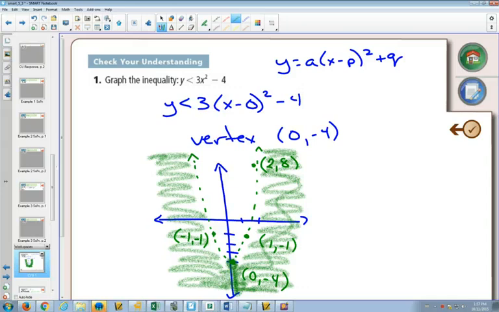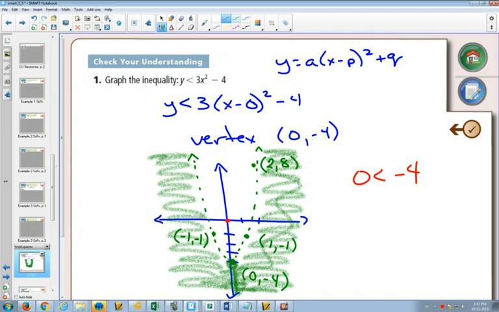If you decided to use a test point, maybe you like using 0, 0 as a test point. If you plug in 0 for y and 0 for x, your equation would become 0 is less than 0 minus 4. Is 0 less than -4? No. So that tells you that the inside is not part of the solution, and it would have to be the outside or what's below the parabola.